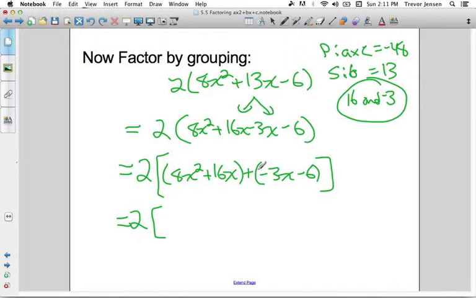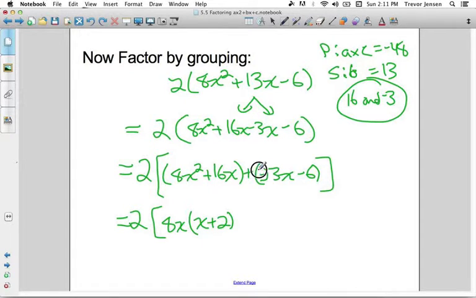So what goes into 8x squared and 16x? Well, 8 goes into 8 and 16, so I can take out an 8, and they both have an x. Take out the one with the lower exponent, so I take out an x to the 1. Divide each of the terms by what you took out. 8x squared divided by 8x is just x. 16x divided by 8x is just 2. And then the next group, I have negative 3x minus 6.